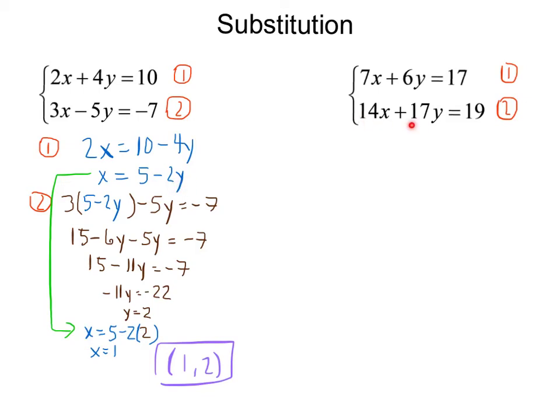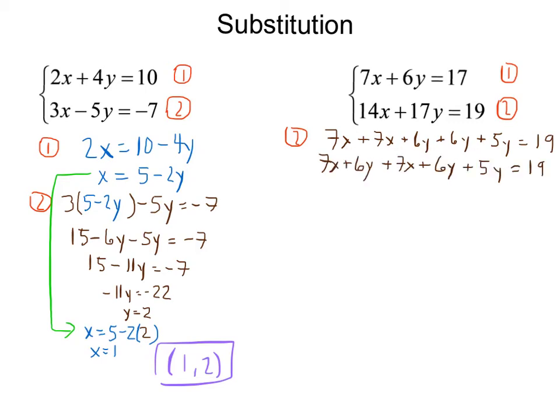So let's rewrite equation 2 here. I'm just breaking everything apart. I know that 7x plus 7x is 14x, and that 17 can be split up into 6 plus 5. And then let's group things. And I'm grouping this way because I know that 7x plus 6y, I know what that equals. That's going to be 17. And that one's 17 because that's what this is up here. So I can substitute that in.